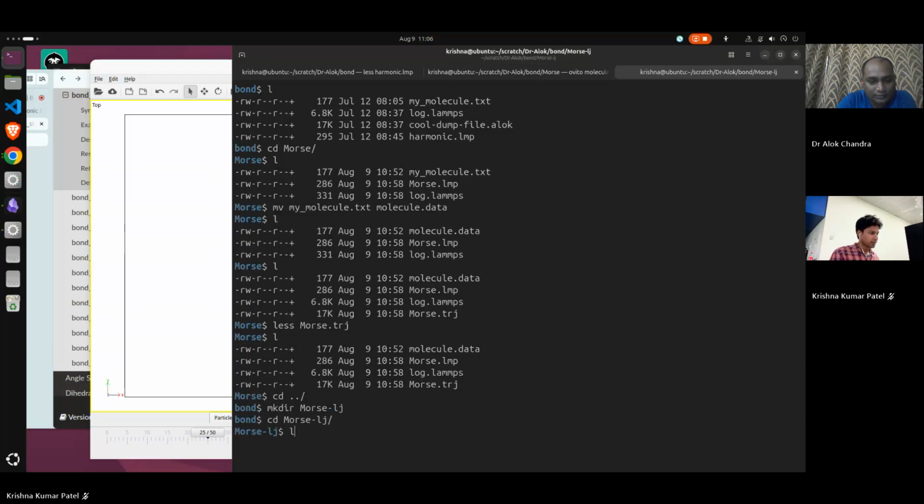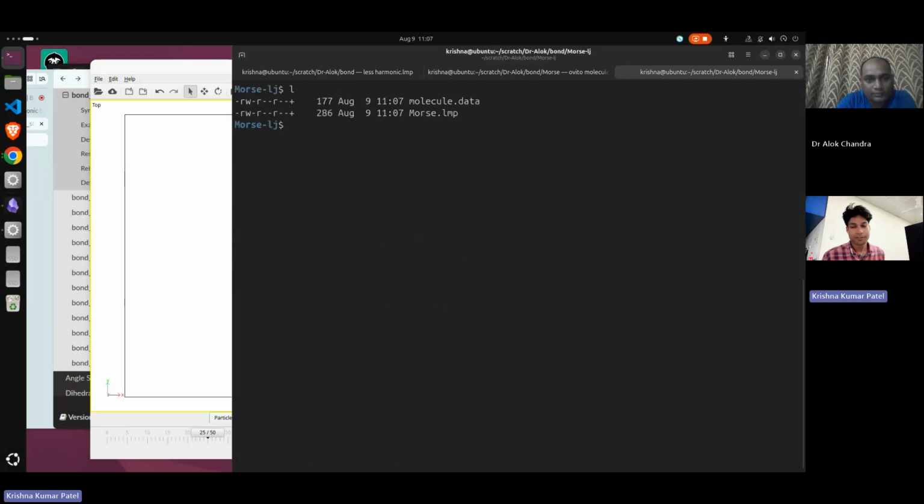LJ. We'll copy those two files, molecule data from the top Morse directory to here, and Morse.lmp to here. Now we have these two files, we'll build on top of it. Okay. First, we need to bring that third atom into the system, right?